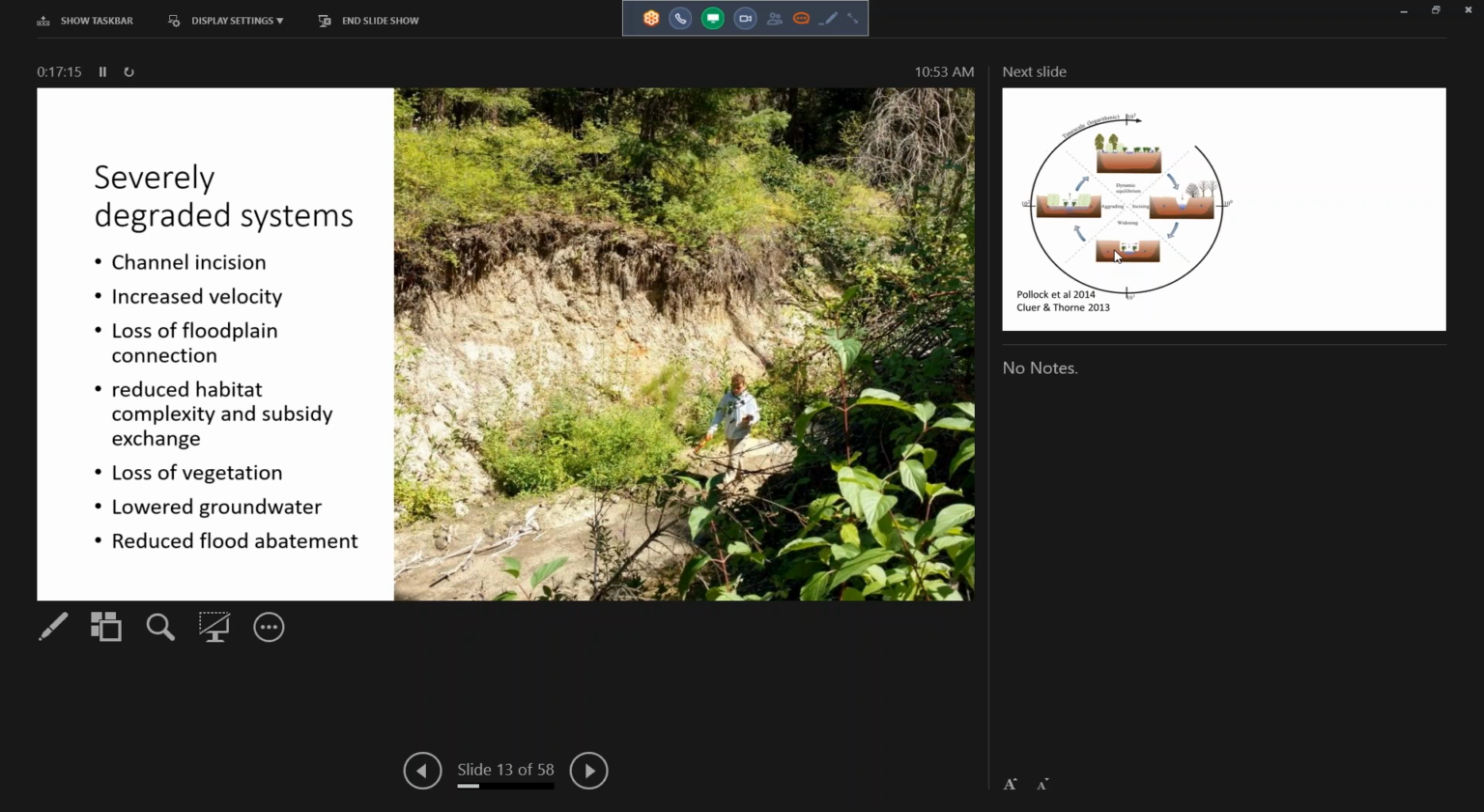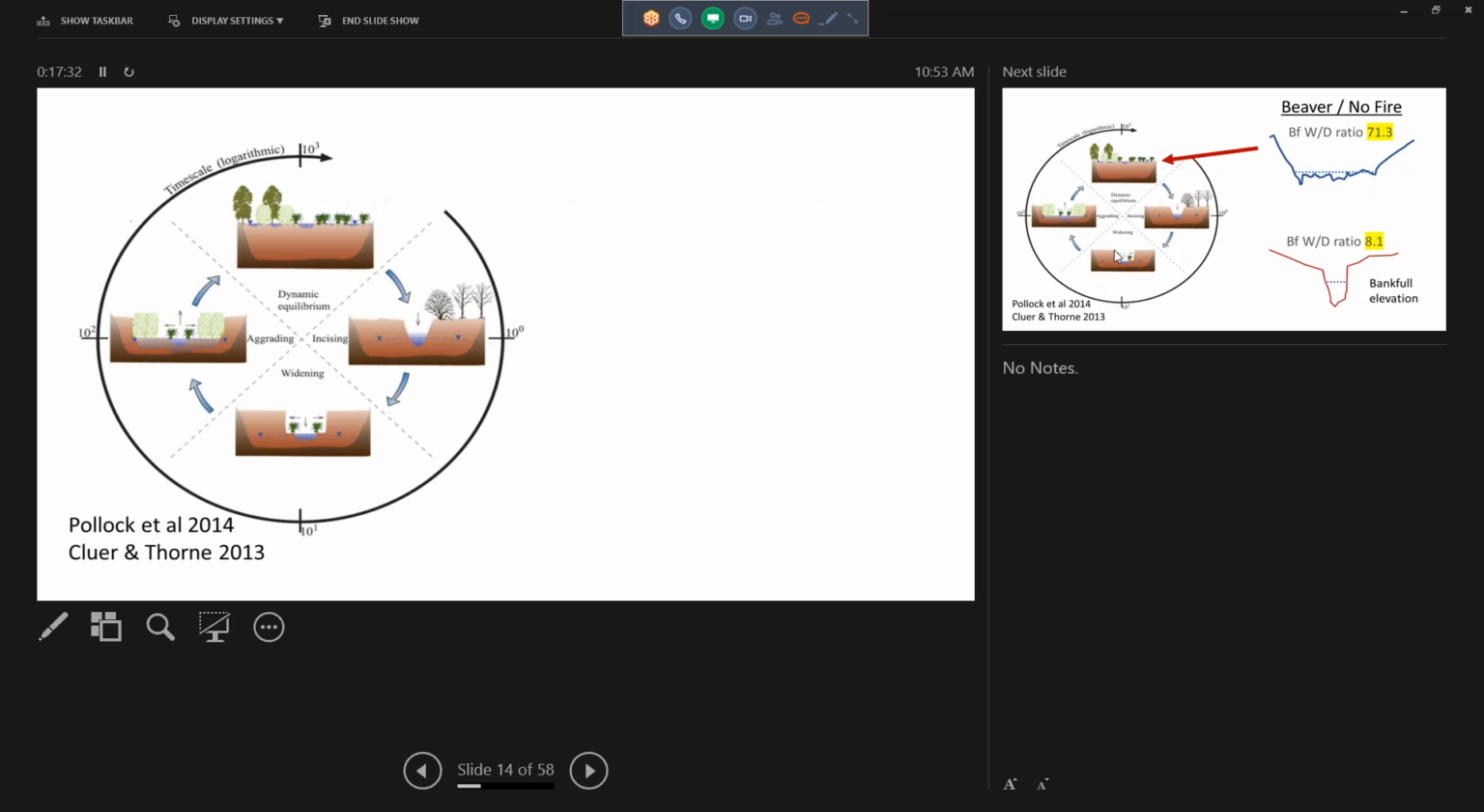So we get severe channel incision and increased velocities, loss of floodplain connection, reduction in riparian habitat and complexity, exchange of vegetation with lowered groundwater, and we reduce that flood abatement. And there's nothing but time that's going to change that under these circumstances if we don't add anything to it.